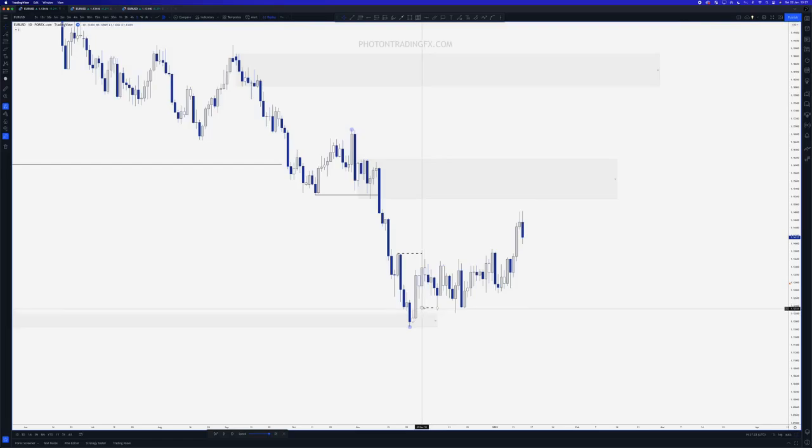Now, by the true definition of the way we map structure, yes, this is a bearish change of character, and that is valid. But the point I'm making is that it doesn't necessarily tell you that the daily pullback has finished, and now we're going to continue going down. It's not as simple as that, okay? You have to know when to pay attention to change of character and when not to. And in a time like this, I would be aware of it.